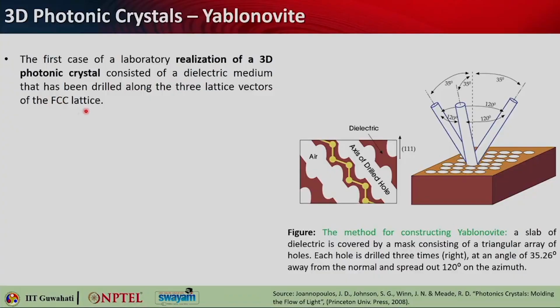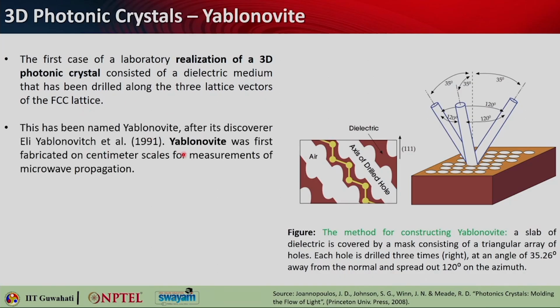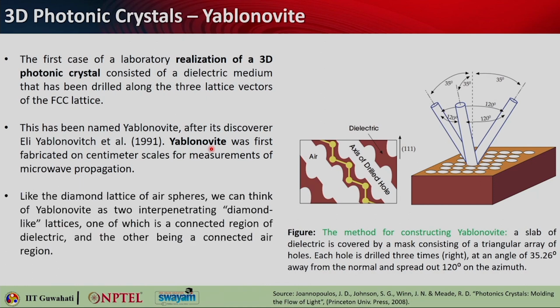and Z. Okay. So, this was done for the FCC lattice, and this was the first demonstration done by Yablonovitch in 1991, after he discovered that photonic band gap was indeed possible, and this particular crystal was named after him, Yablonovite. Okay. And he did the experiments in the microwave domain to show that a band gap is possible.